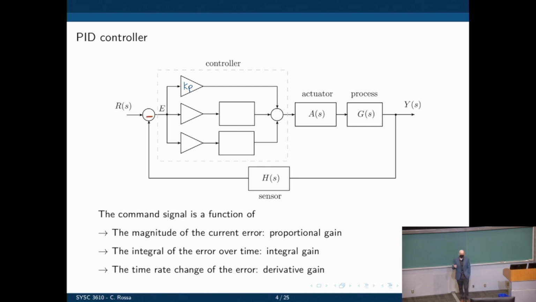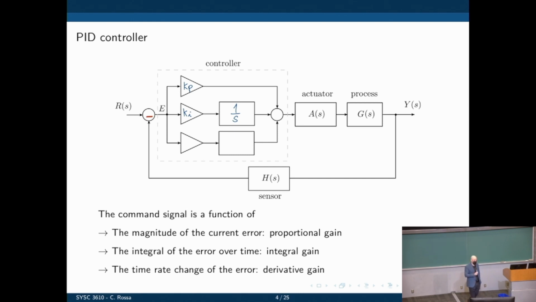We're going to introduce now two new elements in this controller, and you will understand why they are there and what they do. That's the objective of today's lecture. The first one is an integral part. Let's call this Ki. So you're taking the error, multiplying that by Ki, and then taking the integral of that over time. That's 1 over s. That's the integral in the frequency domain.